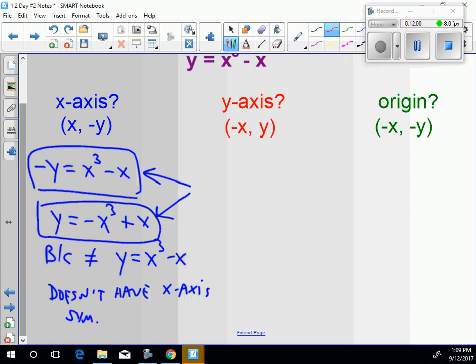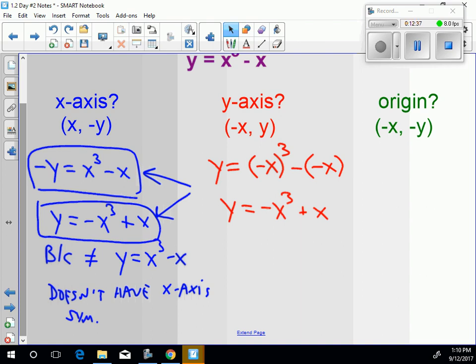So now I'm going to take the original function and plug in a negative x. When I simplify that, if I cube a negative, is it negative or positive? Negative times a negative is a positive, times a negative is a negative, right? Odd powers are still negative. So I have a negative x cubed, and minus a negative gives me a plus x. Is that the same as the original function? No. The answer is no.